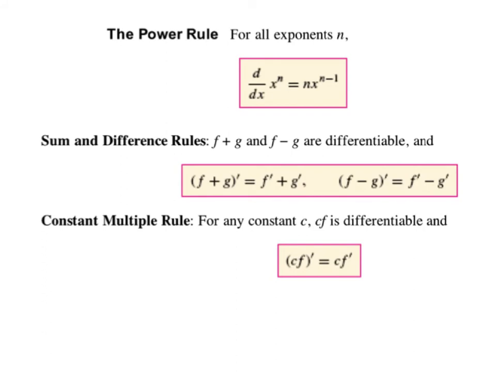Okay. The sum and difference rules, they are saying that you can differentiate each individual term on its own. So f plus g prime quantity is the same as f prime plus g prime. Similarly, subtraction works the same way. The constant multiple rule. So if there's already a coefficient there, you can keep it. It's up to you how you want to think about this, but no matter what, the existing coefficient gets multiplied by the new coefficient from the power rule. Okay.